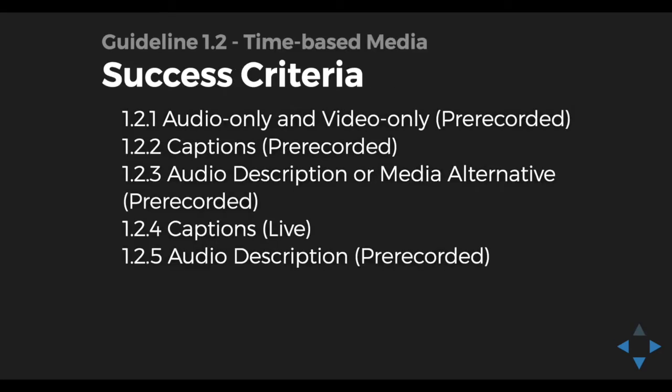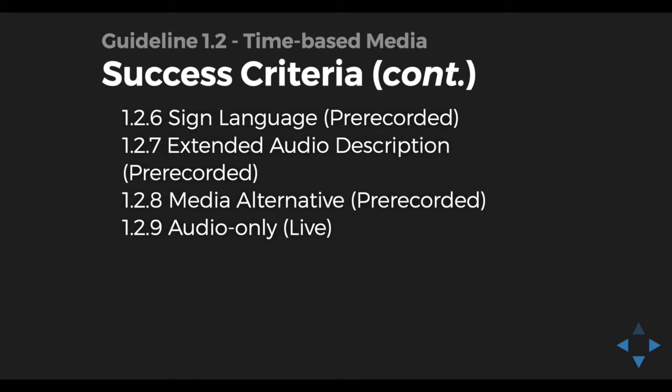So, success criteria for time-based media. You've got audio only and video only pre-recorded. This gets really detailed. Captions pre-recorded. Audio description or media alternative pre-recorded. Captions live, like this event tonight. Audio description pre-recorded. Sign language pre-recorded. I have an example of that. It's pretty cool. Extended audio description.